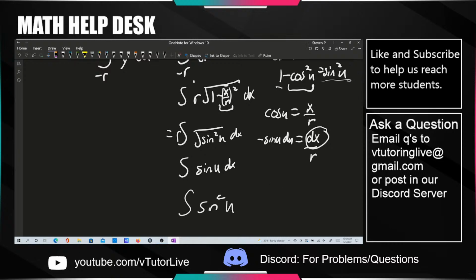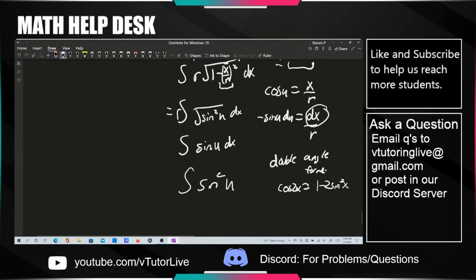you have some identities for that, right? I think there's a double angle formula for cosine. Double angle formula, where cosine of 2x is equal to, what is it, like 1 minus 2 sine squared of x? Go look it up. I don't remember it off the top of my head. I think it's this way, but I might have the signs backwards.